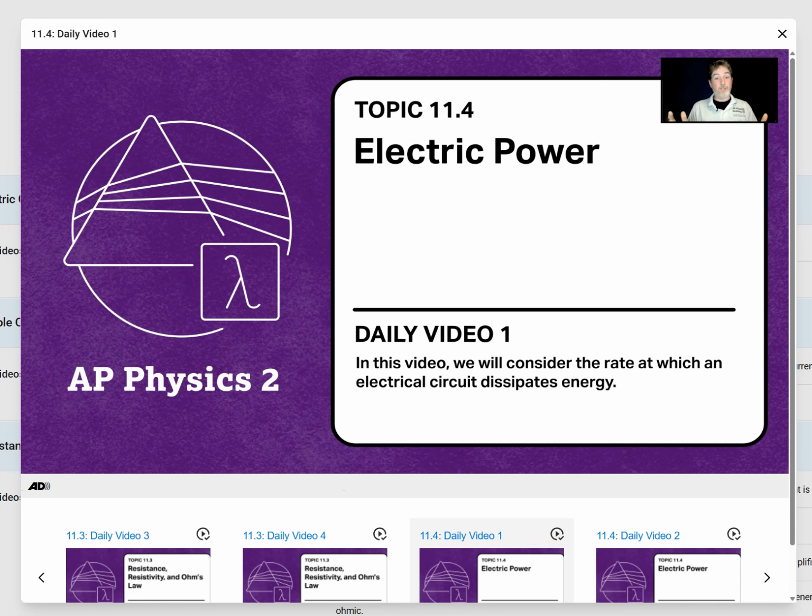We need to revisit power. You will learn about this in AP Physics 1. We will discuss that this is the rate at which work is done, or the rate at which energy is transferred. When we're talking about electrical power, we're talking about the amount of energy that is transferred from an electrical source into another source. So power is measured in units of joules per second, and that is also known as watts.